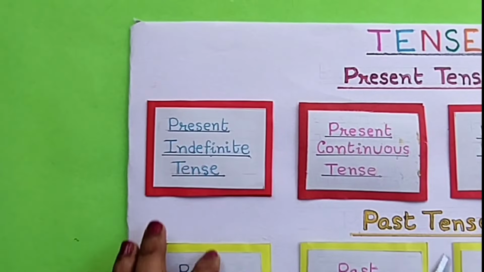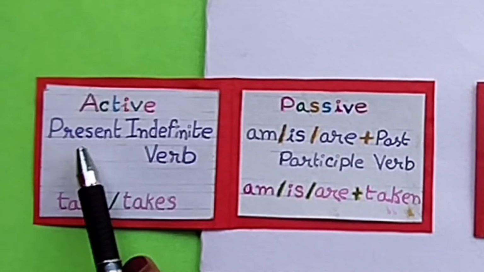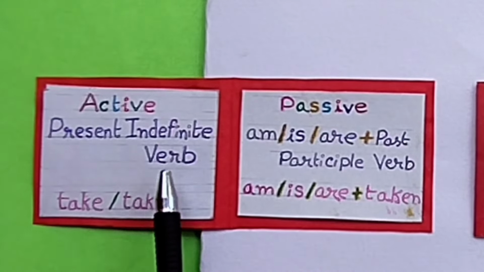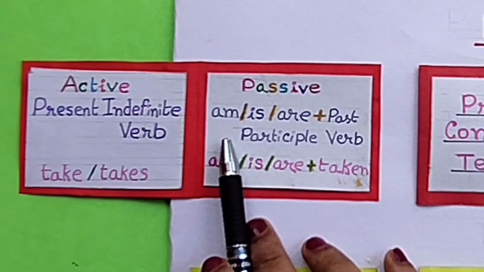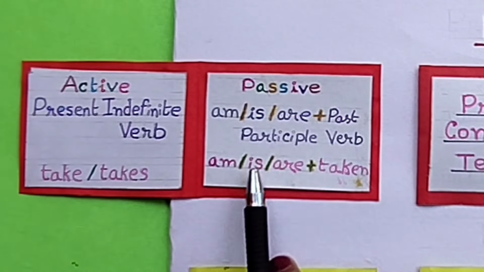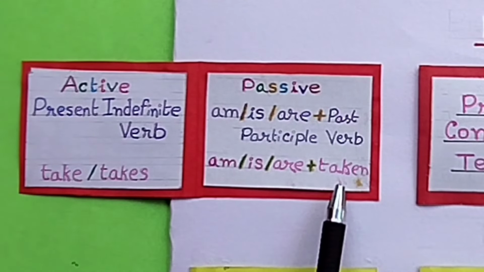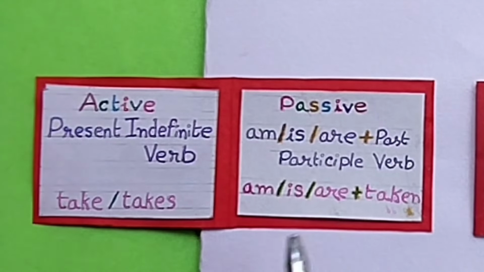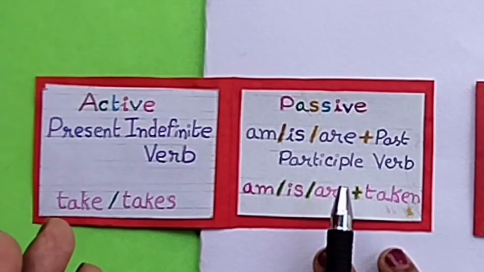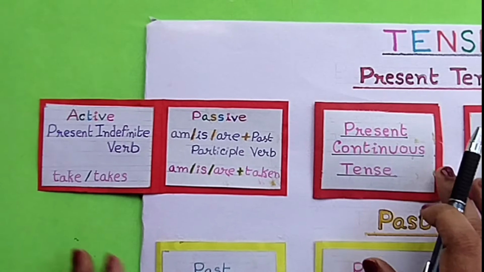Present indefinite tense or present simple tense. Active voice, passive voice. Active voice: present indefinite form of verb. Example, take or takes. Passive voice: am or is or are plus past participle form of verb. Example, am or is or are plus taken. Example of active voice, he cooks food. And example of passive voice, food is cooked by him.